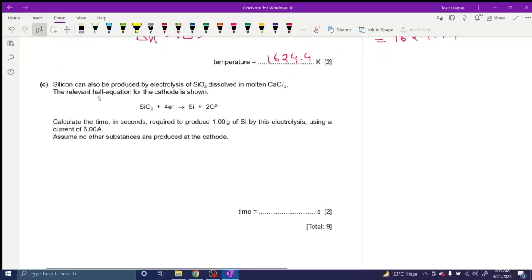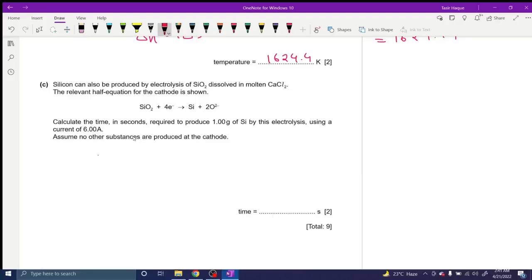Silicon can also be produced by electrolysis of SiO2 dissolved in molten calcium chloride. The relevant half equation is shown. Calculate the time in seconds required to produce 1 gram of silicon by this electrolysis using a current of 6 amperes. Okay, so the redox reactions are not provided anymore. If they are relevant, they will be shown. And also the periodic table is attached to the sheet now. You can't use the data booklet while solving this, okay? So let's start. We know that Q is equal to IT. So Q is equal to 6.00 into time. Oh, we don't know the time. That's what we're supposed to find.